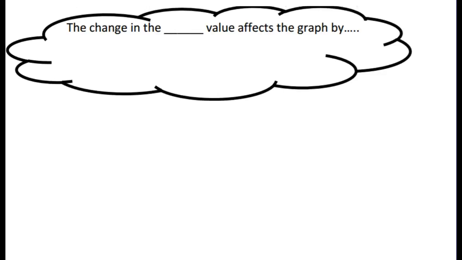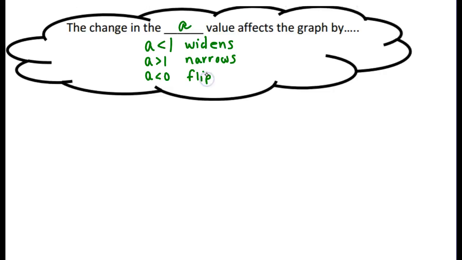So the change in the A value affects the graph by, well, when A is less than 1, the graph widens. When A is greater than 1, the graph is going to appear narrower. And when A is less than 0, the graph is going to be flipped upside down.